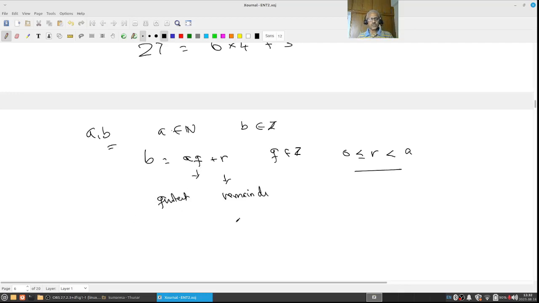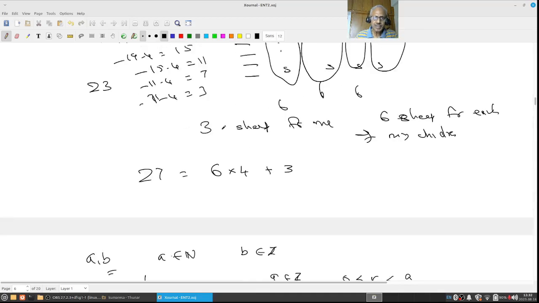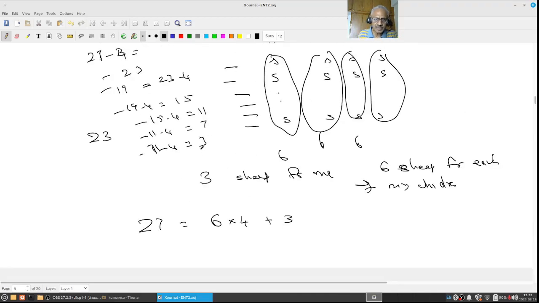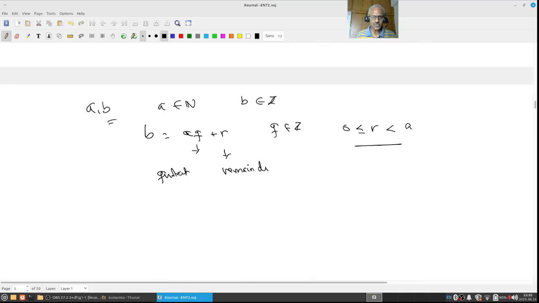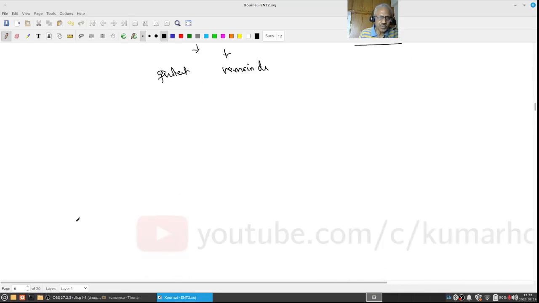Right? So this R should be such that I should not be able to divide further. We'll go back. After 6 times, when I am done, what I am left with is 3 sheep. Then there is no way I can equally distribute to 4 of my children. So I stop there. Similarly I want to do that. So the division algorithm says the following.